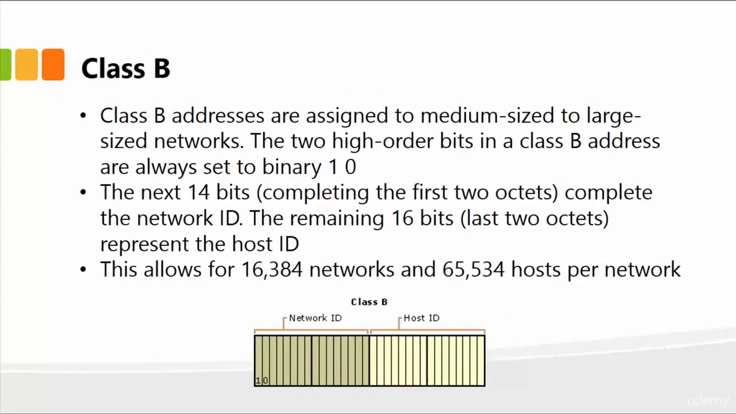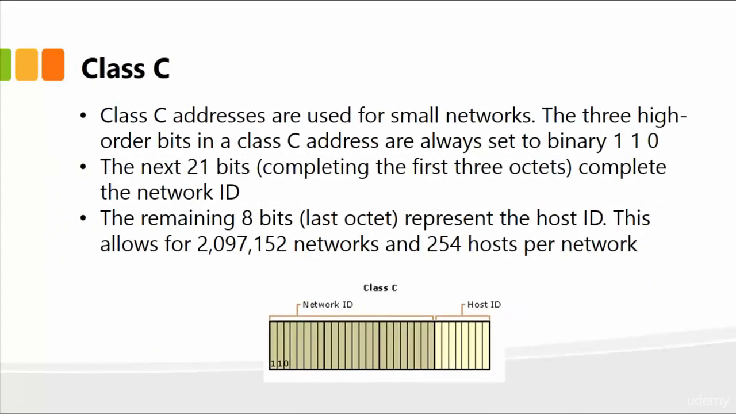Then we have the Class B addresses, which are assigned to medium size to large size networks. The 2 high order bits in the Class B address are always set to binary 1 and 0. The next 14 bits completing the first 2 octets complete the network ID itself, and the remaining 16 bits represent the host ID. So for a Class B address, you can have about 16,384 networks with 65,534 hosts per network. So again, Class A just took the first part of the network ID, and then Class B had both of them, binary 1 and 0.